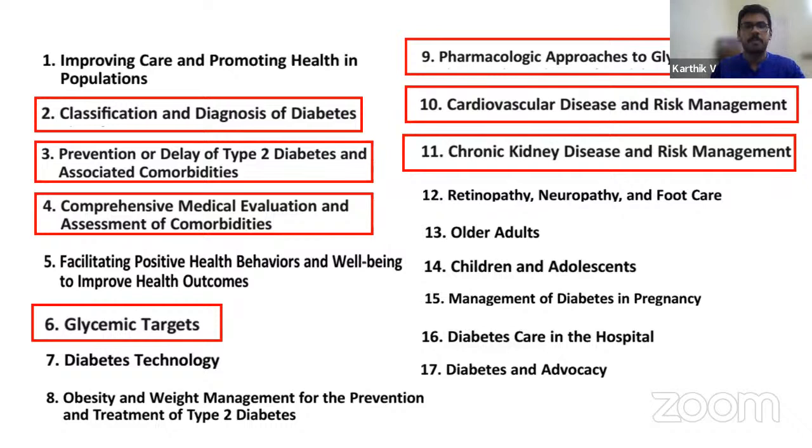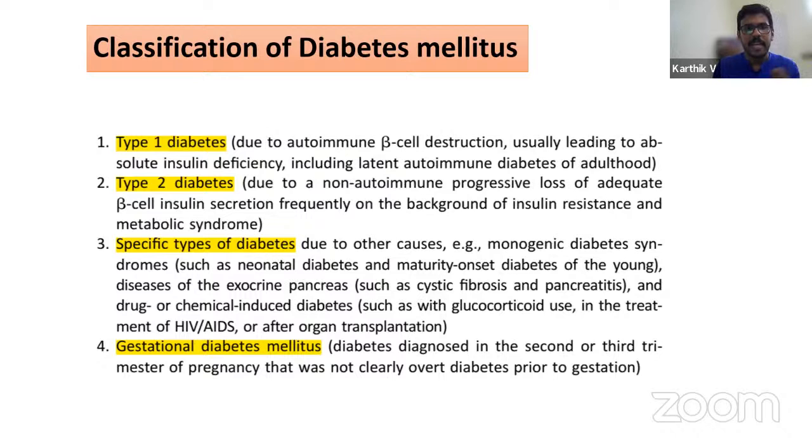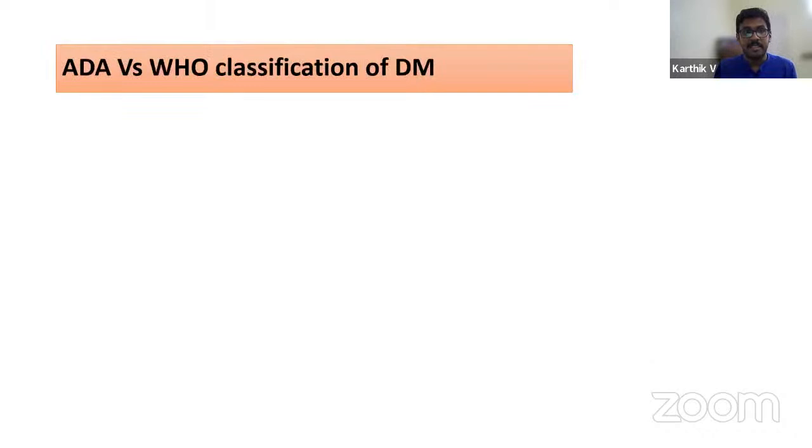First, regarding the classification of diabetes mellitus, there are no major revisions put forth by ADA this time around. As you know, diabetes has been classified into 4: type 1, type 2, specific types of diabetes, and finally, gestational diabetes mellitus. Now, one interesting point with regards to the ADA classification is that they have removed the previously existing type 1A and type 1B, the autoimmune and non-autoimmune forms of type 1 diabetes. They have removed that. And also how it differs from the WHO classification of diabetes mellitus.